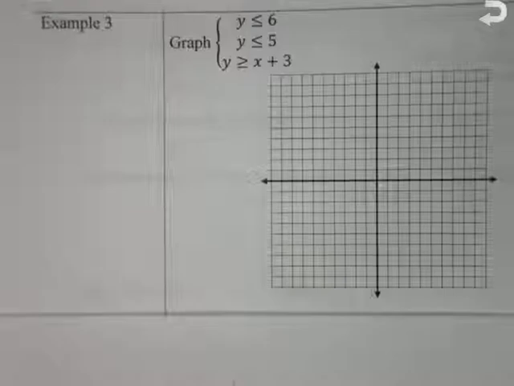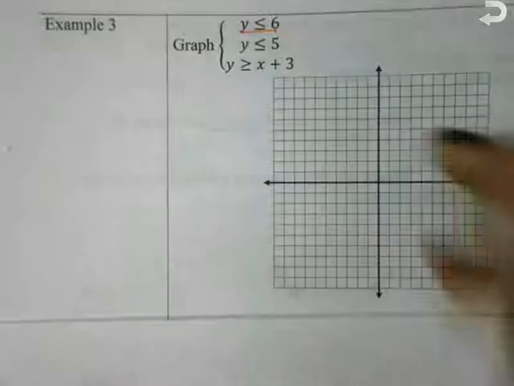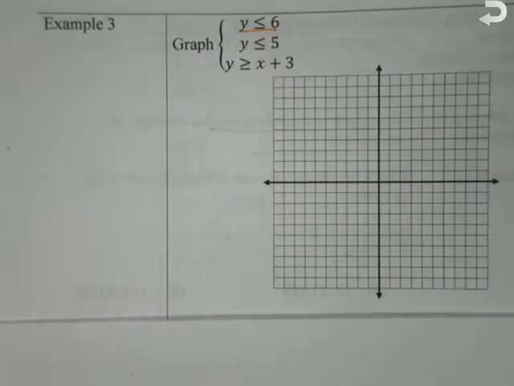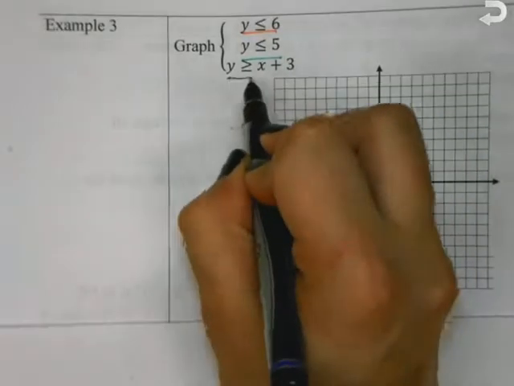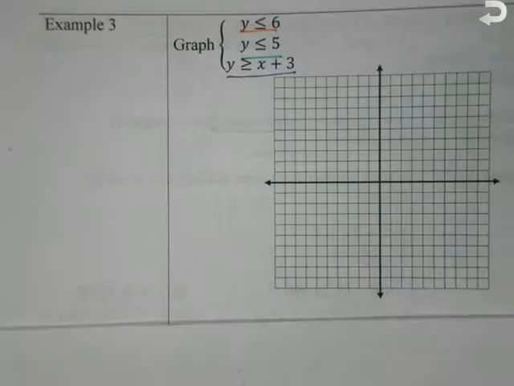Alright, example 3. We're dealing with 3 inequalities this time. It's still a system because it's more than 1, but we have 3 this time to worry about. So we have y less than or equal to 6. We have y less than or equal to 5. And we have y greater than or equal to x plus 3. So we're going to graph 3 lines here.